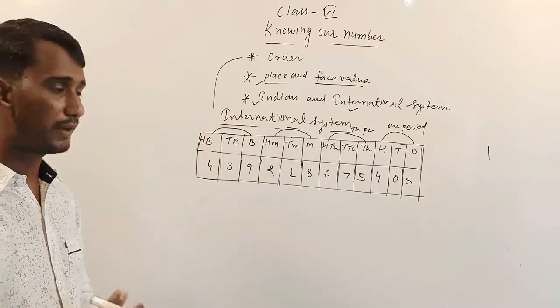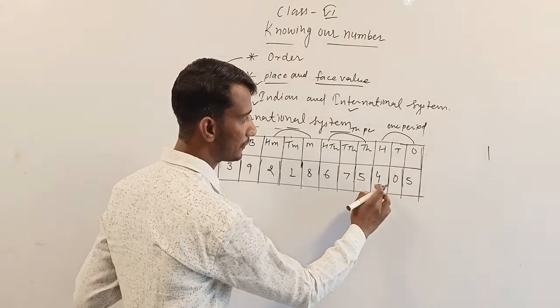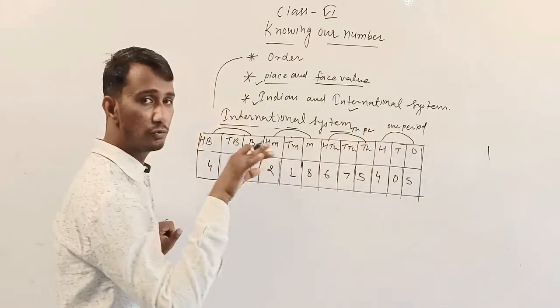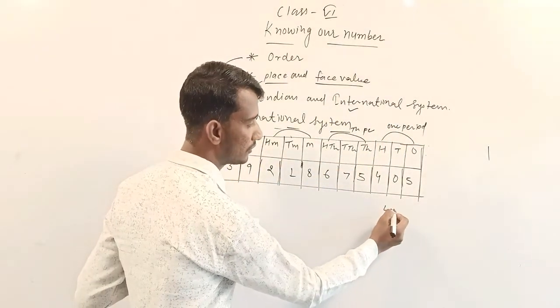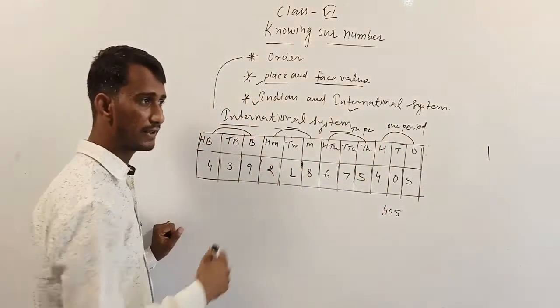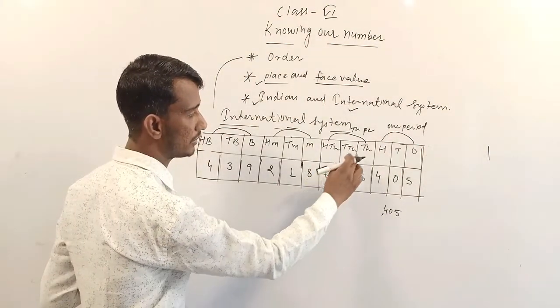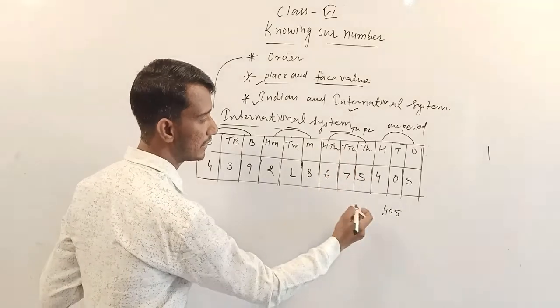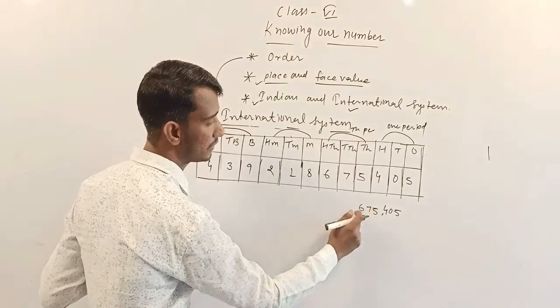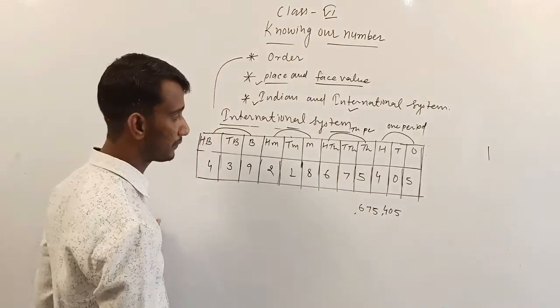Using the comma, look, I am putting the first comma after the first period. So after 405, we put the comma from the right side. After that, we have the thousands period, which has three digits, 675, and we put the comma.